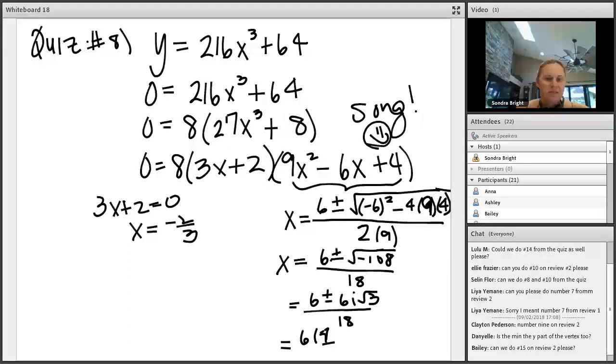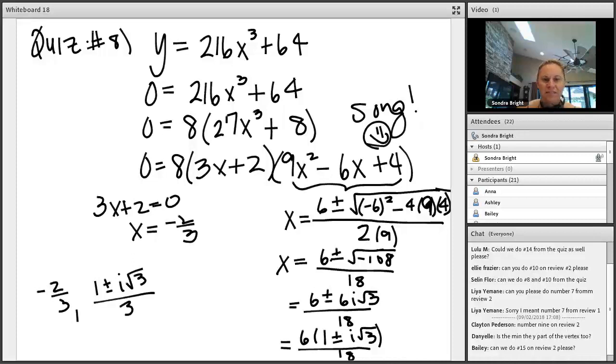Let's rewrite that because that looks messy. When you factor out the 6, don't forget that there is a 1 plus or minus i rad 3, and then over 18. And then, of course, the 6 goes into the 18 3 times. So your answer is negative 2/3, and then 1 plus or minus i rad 3 all over 3, since 6 goes into 18 3 times.